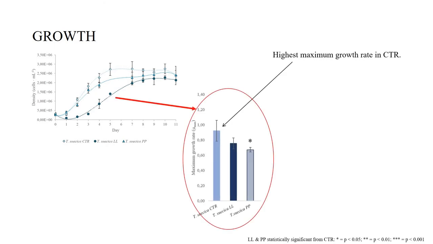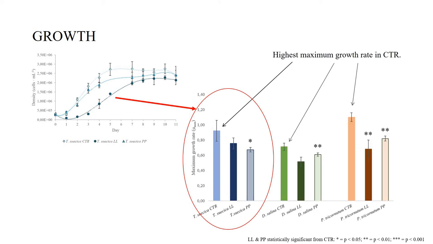Growth was therefore tracked throughout a time course of 11 days, at the end of which it was observed that algae acclimated to low light and photoperiod grew slower than in control. Especially under low light, the cellular density upon entering into the stationary growth phase was lower than in the rest of the conditions. The maximum growth rate was calculated from the exponential growth phase and resulted the highest in control cells of Tetraselmis suecica, which was also observed in the other two species.